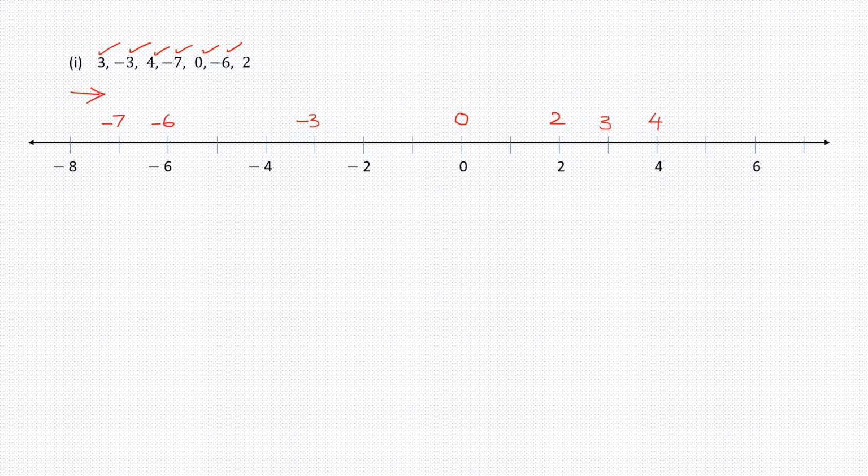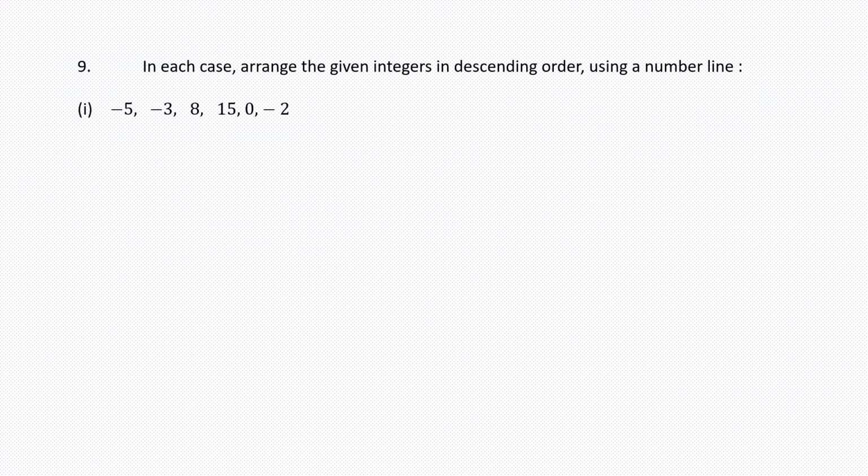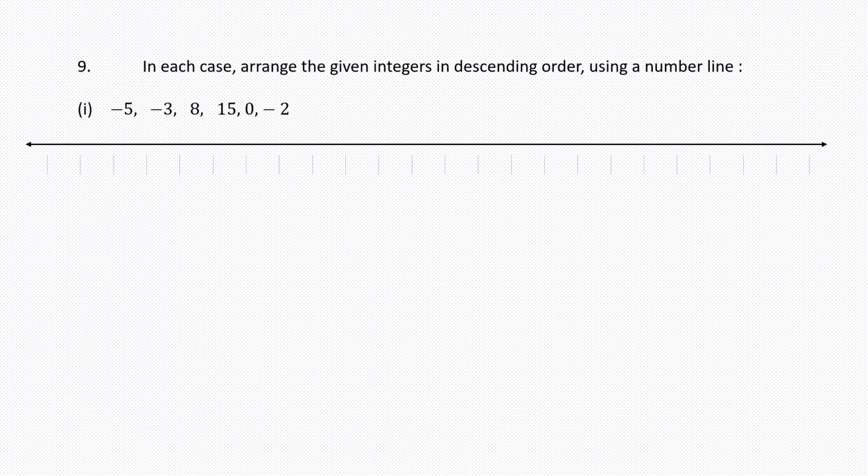Okay, ascending order is from left to right. So let's start. Minus 7, minus 6, minus 3, 0, 2, 3, 4. We've arranged our numbers in ascending order. In each case, arrange the given integers in descending order using a number line. Now it's descending from big to small.